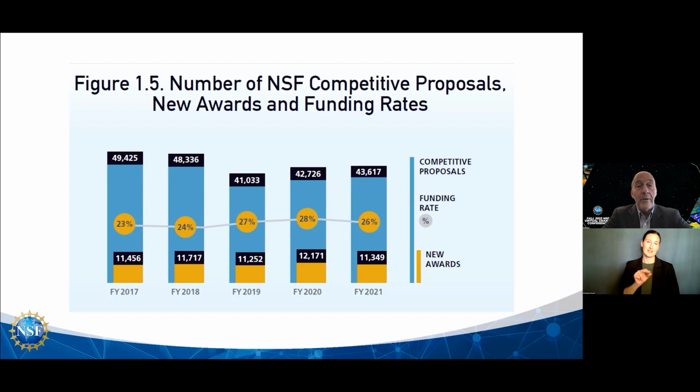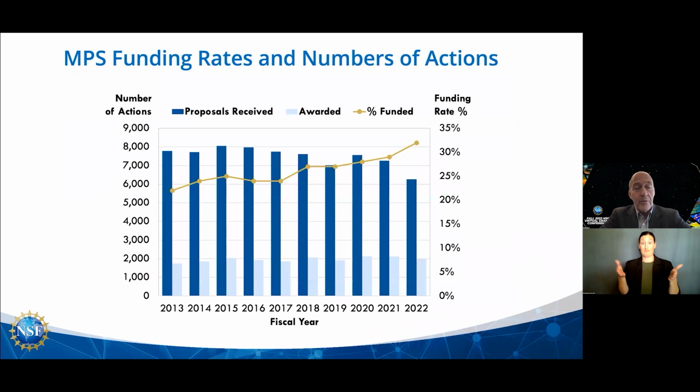That's NSF-wide. Here's a different version of the same information just for MPS. You can see from 2013 to 2022, the light blue at the bottom are the awards. There are about 2,000 awards, which is relatively consistent. The dark blue is the number of proposals received. You can see there's definitely a dip because of COVID. And then the yellow dotted line is the percent funded, which of course goes up when the number of awards is constant and the number of proposals goes down.